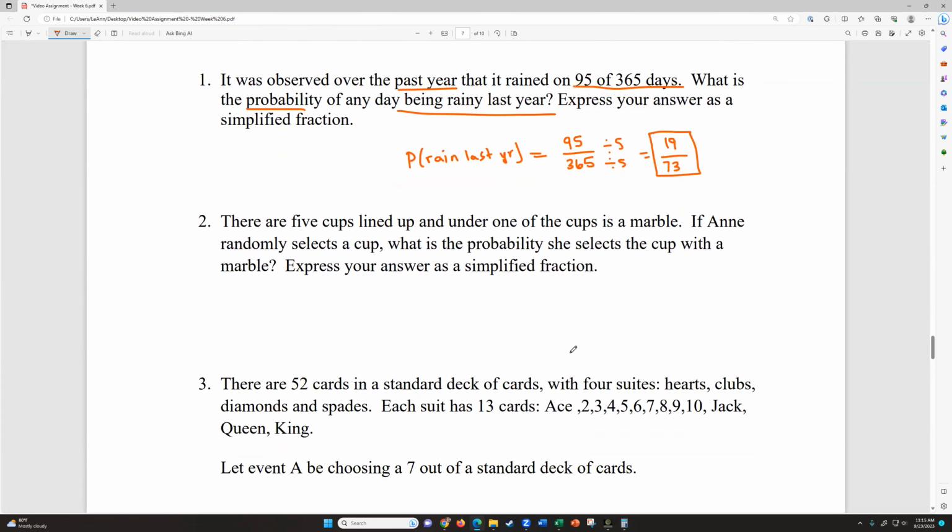Okay, let's look at another one. There are 5 cups lined up, and under one of the cups is a marble. If Anne randomly selects a cup, what is the probability she selects the cup with a marble? So we have 5 total cups. So we're going to look at the probability of getting a marble. There are 5 total cups, right? And there's only 1 cup with a marble. So she has a 1 out of 5 chance that she's going to select that cup with the marble. Okay.